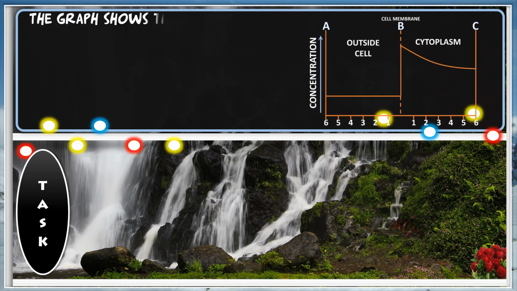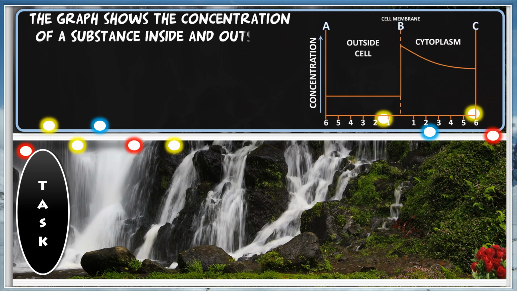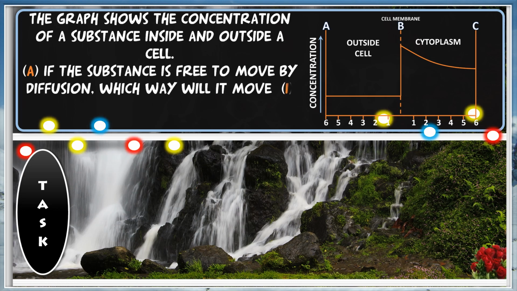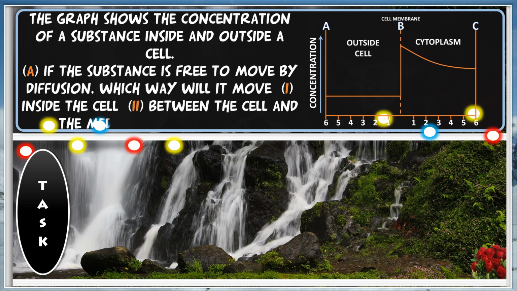The graph shows the concentration of a substance inside and outside a cell. A. If the substance is free to move by diffusion, which way will it move? 1. Inside the cell. 2. Between the cell and the medium outside the cell.